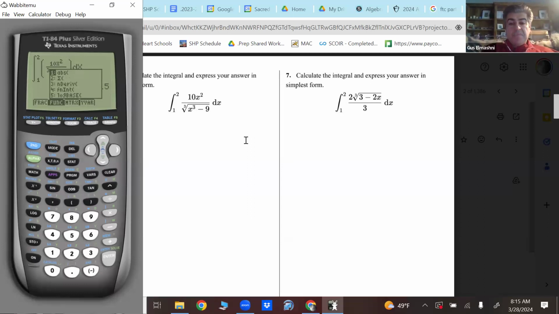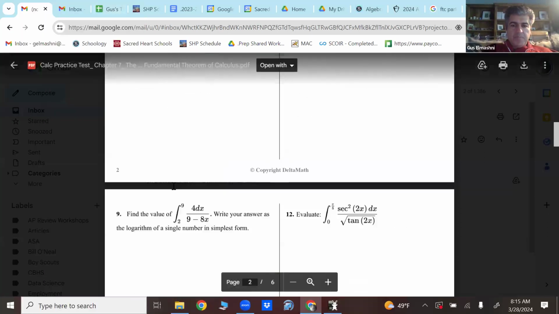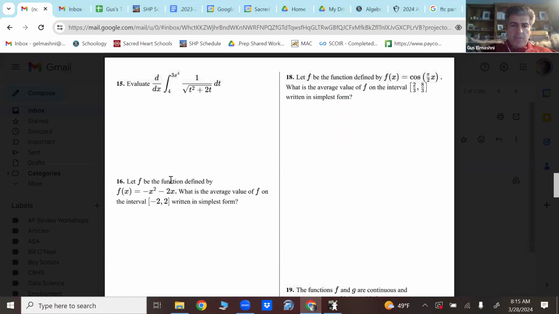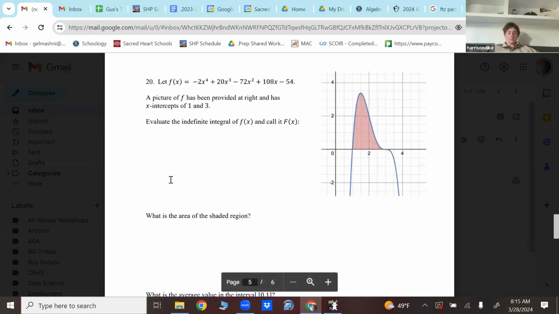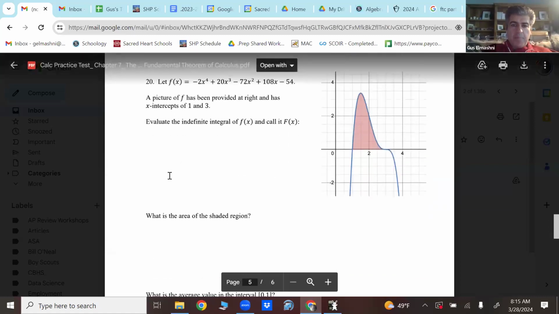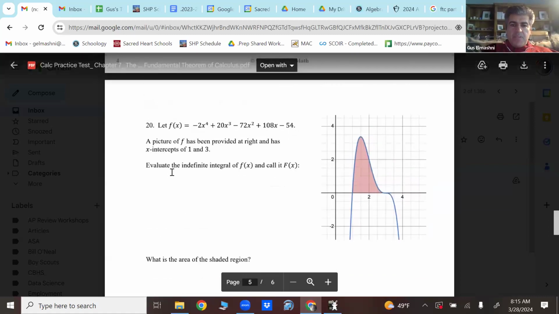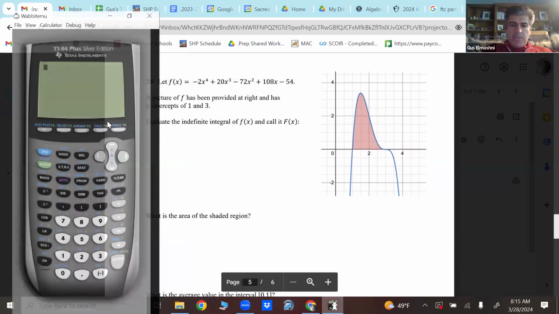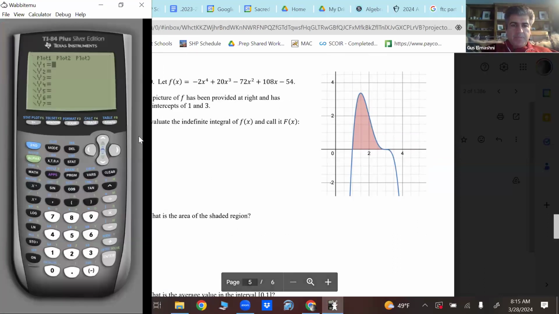Now, if you happen to have a problem that's multiple parts and you have to use the same equation for multiple parts, there's another way you could do this too. Usually on the AP curriculum, they tend to do those kinds of problems. So I'm going to jump to 20. What I would do actually is go to y equals.